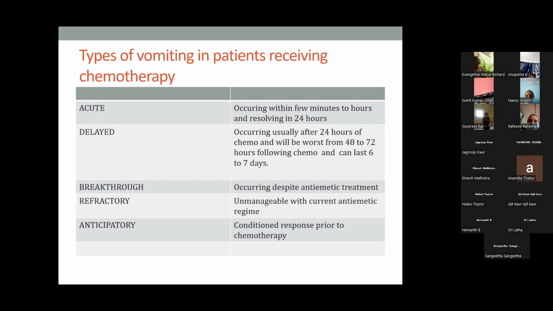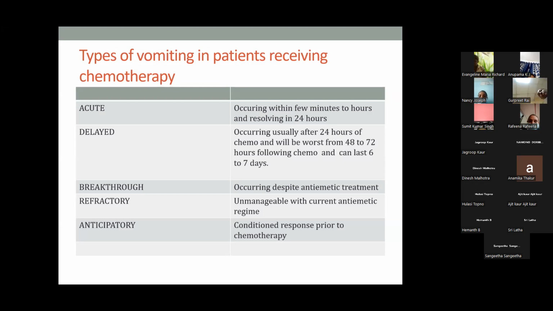Okay. And refractory vomiting. Refractory vomiting would be that you are not able to manage the vomiting despite being given the patient antiemetics, multiple antiemetics. Okay, so that is refractory when it does not respond to your drugs.